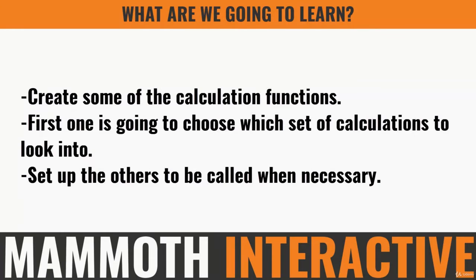Okay, so in this part of our tutorial, we're going to first create some of the calculation functions that we'll use. The first one is just going to be a function that will choose the set of calculations to look into, because bear in mind there are 4 calculations only, but there are 5 variables, and in any given calculation there are 4 variables used, but we could be using any one of those. There's actually a very large number of combinations that we can choose from. So we're just going to design some functions that will basically choose which calculation to use.